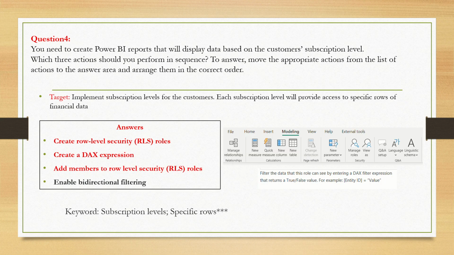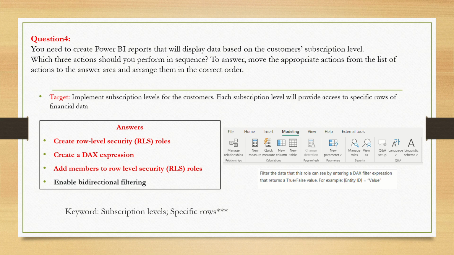You need to create Power BI reports that will display data based on the customer subscription level. And which 3 actions should you perform in sequence? I love this question. This is tackling the security issue. And what's the target? We need to implement subscription levels for the customers. Each subscription level will provide access to specific rows of financial data. Now, keywords: subscription levels, specific roles.